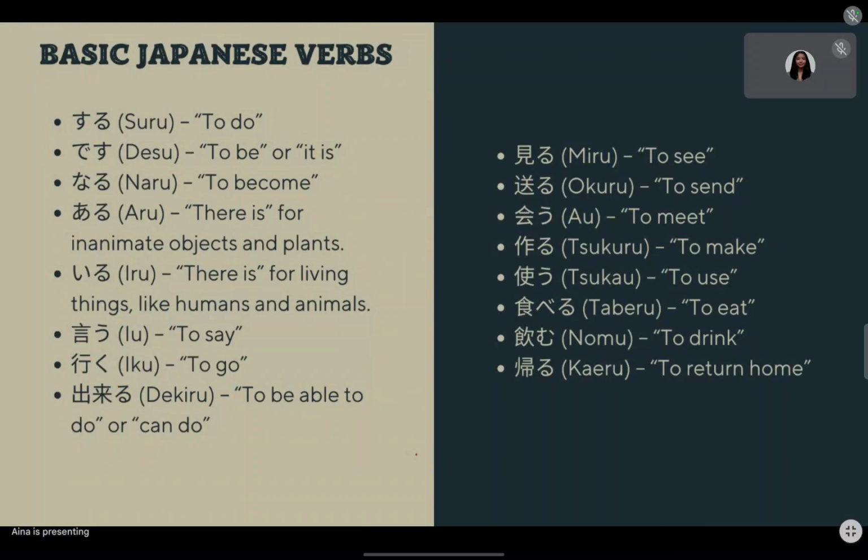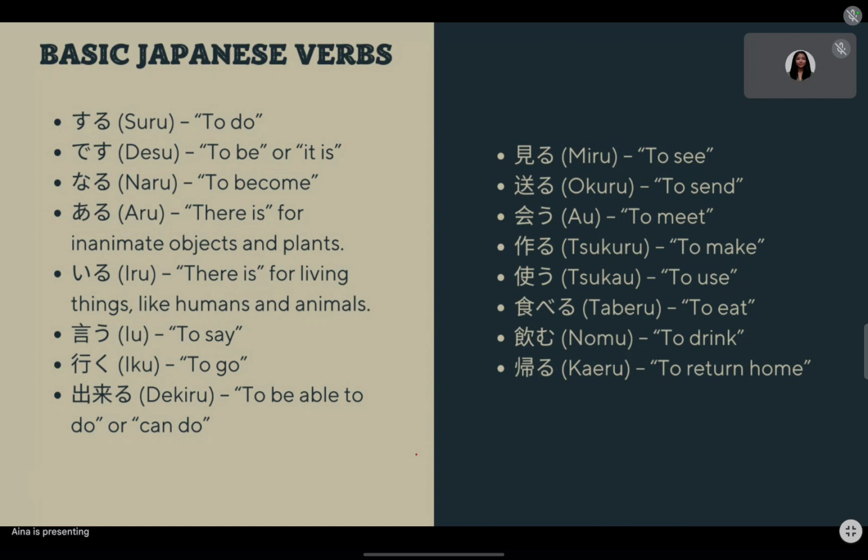Suru is to do, desu is to be or it is, naru is to become, aru is there is for inanimate object and plants. For example, ketai aru. Ketai is cell phone, so you can say ketai aru. Ketai aru means meron kang cellphone. I have cell phone. Okay? Or there is cell phone. And iru is there is for living things like human and animal. So for example, si mommy, si okasan. Okasan iru. Ibig sabihin, dito, kunyari sa bahay, okasan iru, ibig sabihin, there is a mother.